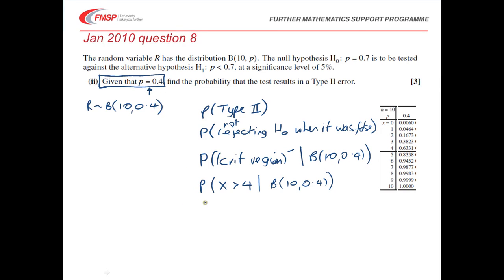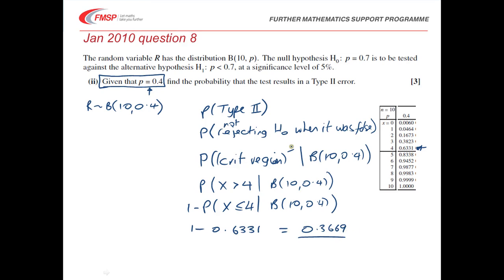Okay, so just following this through, this is 1 minus the probability of x being less than or equal to 4, given that you're dealing with this binomial. So here's my 0.4 from this table. So this is 1 minus 0.6331, which is going to give me the grand answer of 0.3669. Okay, so another name for not the critical region is called the acceptance region. So this thing here is your acceptance region. Okay, and that enables you to work out this probability of a type 2 error.